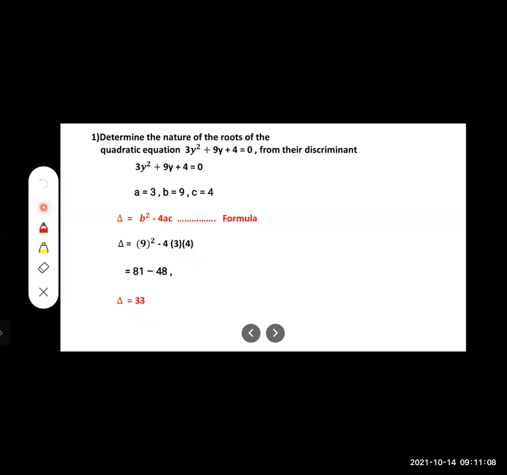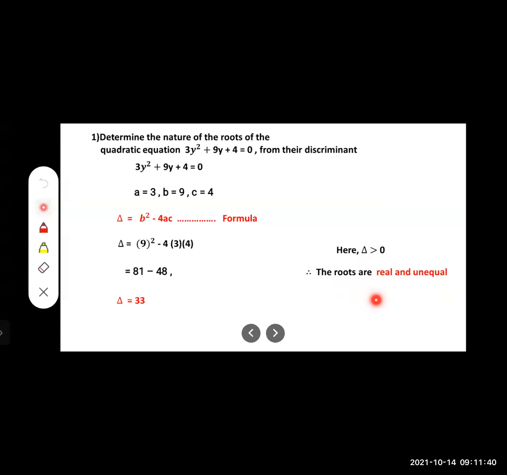Now you see, delta equal to 33, and now we have to write the nature. So we found the value of the delta, that means the value of the discriminant. Now we have to find the nature of the root. So delta value is positive. That means we can write here, the delta is greater than zero. Delta is greater than zero. Clear, children? And then we can write, therefore, the roots are real and unequal.